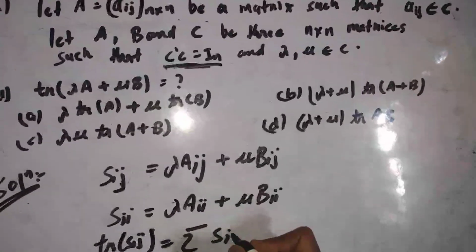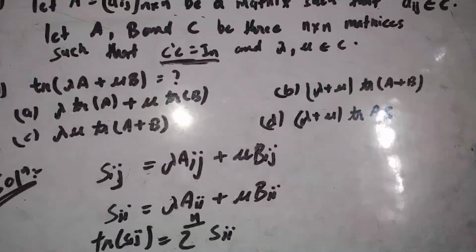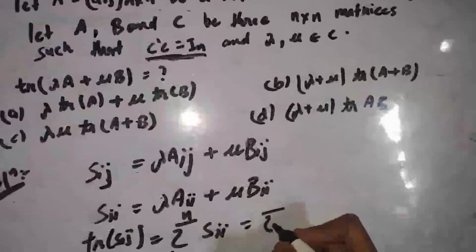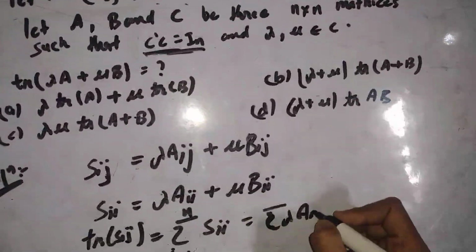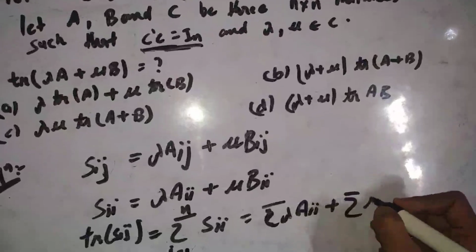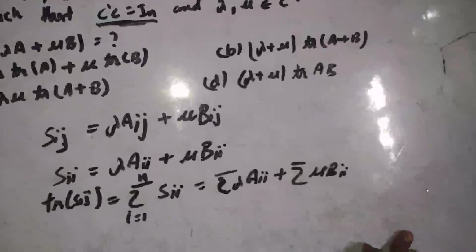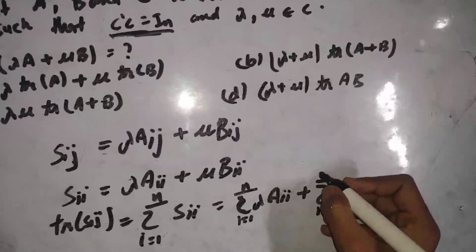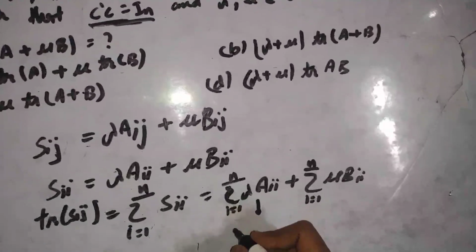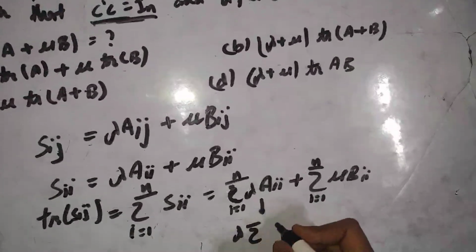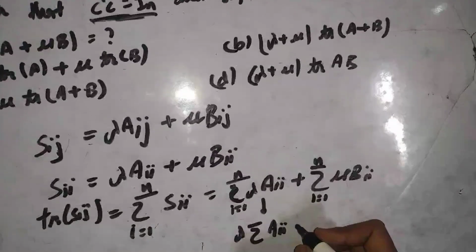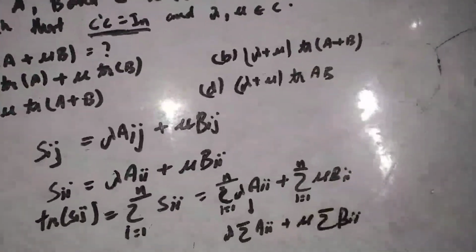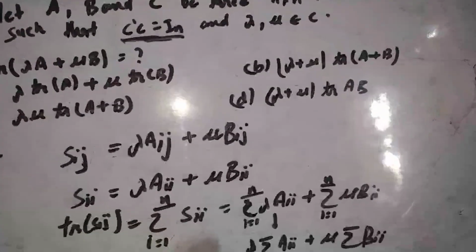So the trace of Sij is equal to the summation of the diagonal elements Sii, with i equals 1 to n, and since Sii equals this whole thing, it will be the summation of lambda Aii plus the summation of mu Bii, all the way from i equals 1 up to n. This we can write as lambda summation of Aii plus mu summation of Bii, and this is actually the trace of Sij.